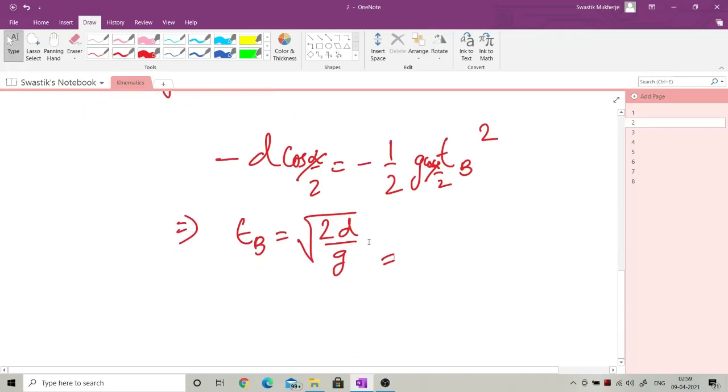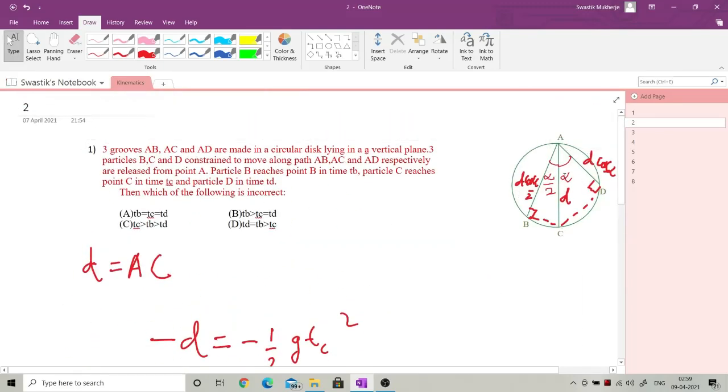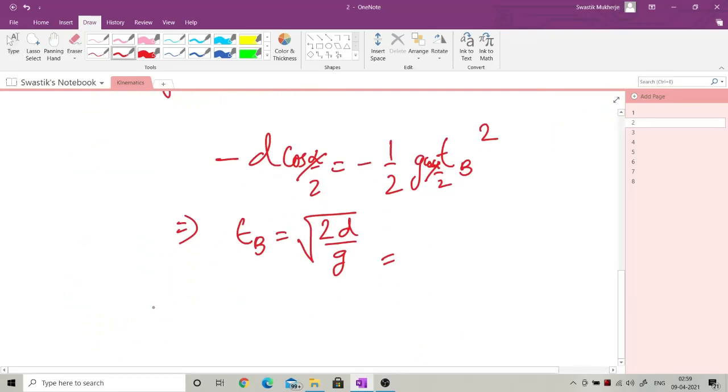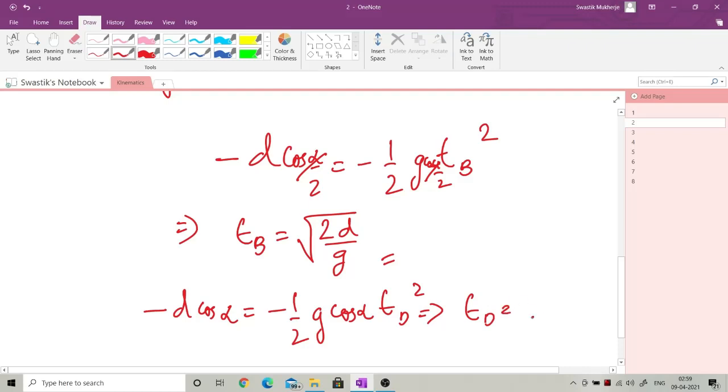The same rule applies for TD, which is the motion of the particle in this groove. The angle is just alpha, it's on the other side. The same logic applies. So minus d cos alpha equals minus half g cos alpha tD square, which implies tD equals root over 2d by g, which means tB equals tC equals tD.